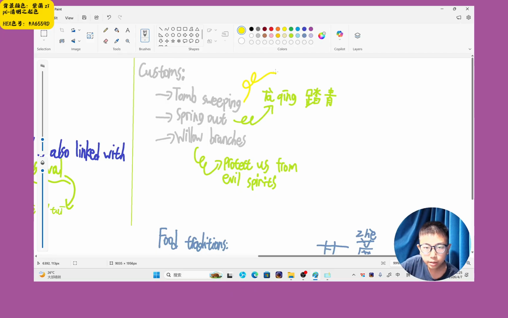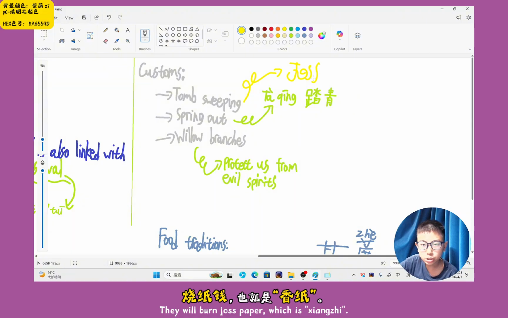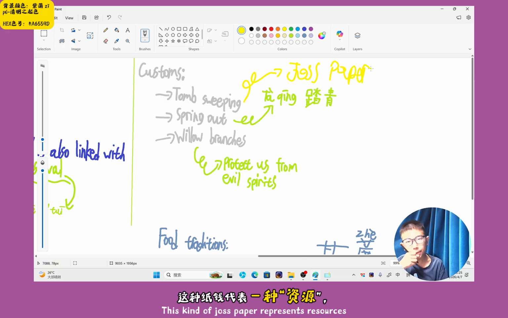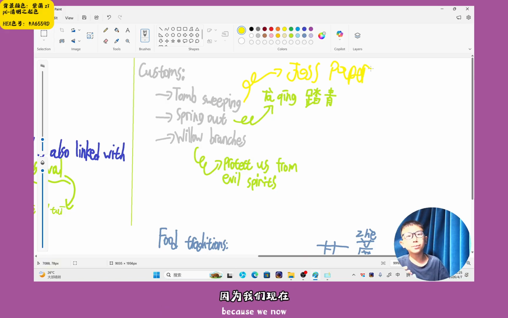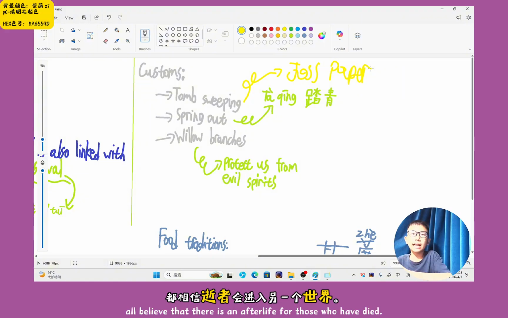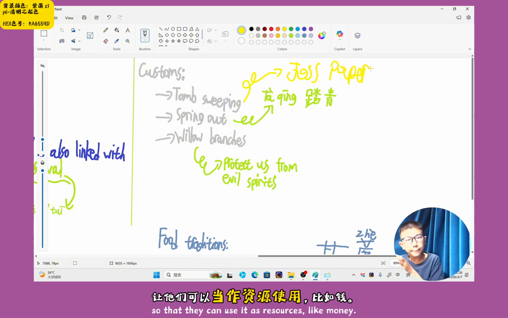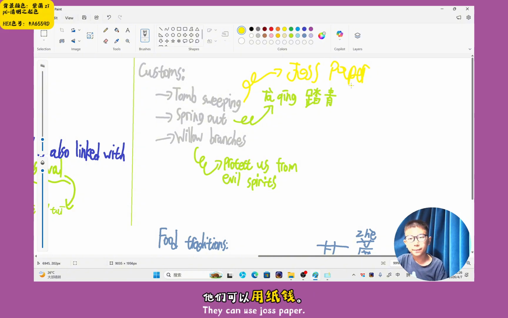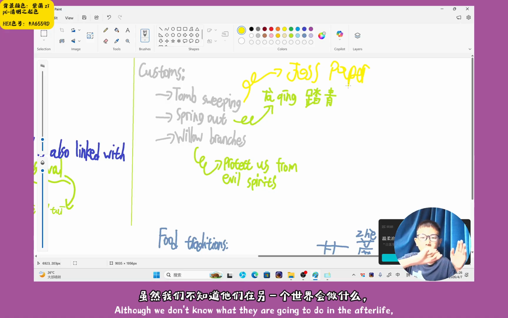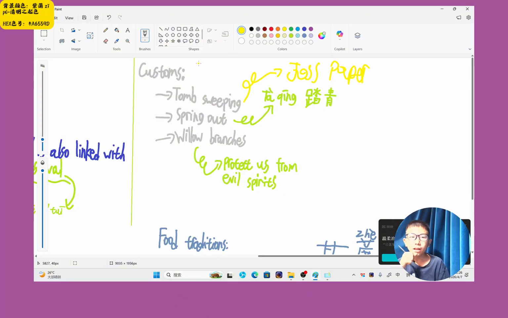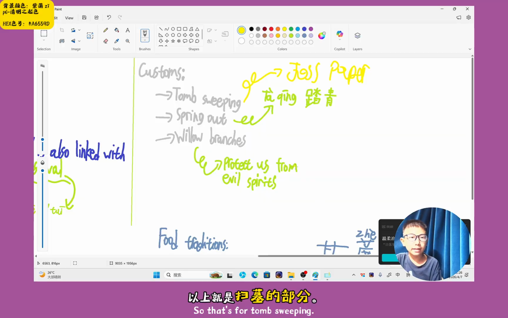They will burn joss paper, which is 香纸. This joss paper is like resources, because we believe that there is an afterlife for those who have died. In the afterlife, we burn the joss paper so that they can use it as resources, like money. Although we don't know what they are going to do with it in the afterlife, because who knows what it will be like in heaven. So this is the tomb sweeping.